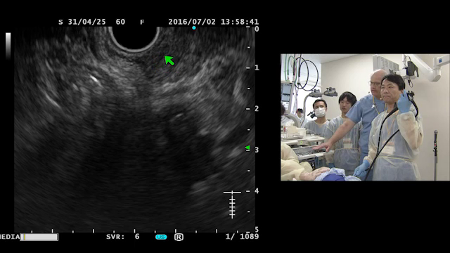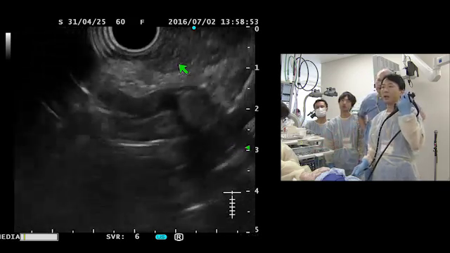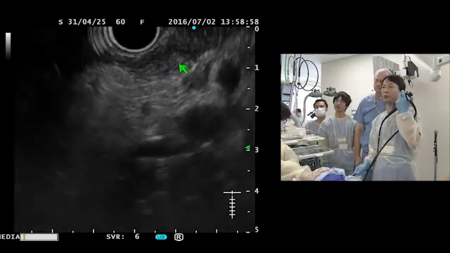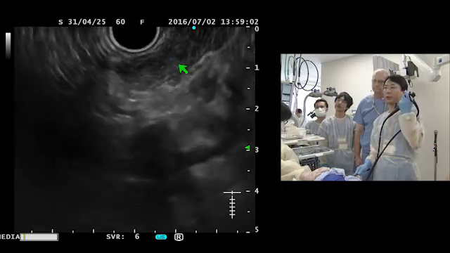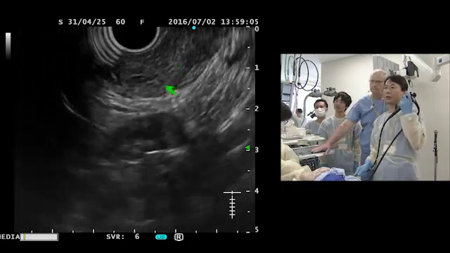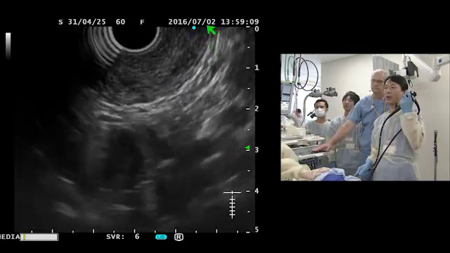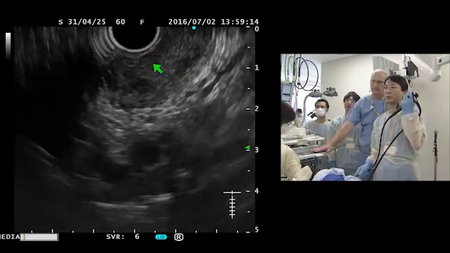Yes. This is what I call the transition zone. So a very, very good demonstration between normal gastric wall and the lesion itself. And the lesion does not look like the typical submucosal tumor. It is not round shaped, and the margin is very unclear, irregular, and the intrinsic echo is heterogeneous.